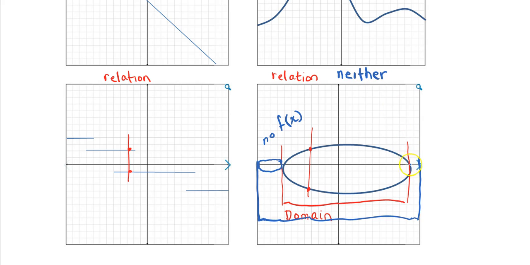And again, I have something here. There's no solution here and there's no solutions here. So there's no f of x. And in that case, we would say that it's neither a function or a relation. Remember, for each input, you have to have at least one solution for a relation. And you have to have exactly one if you want it to be a function.